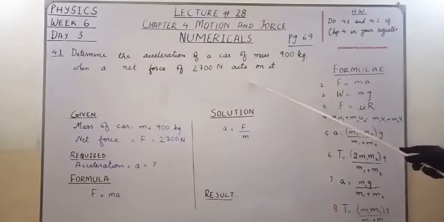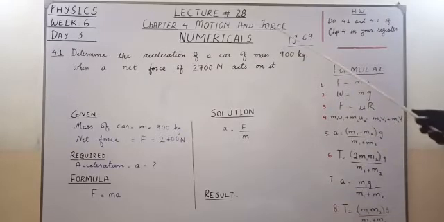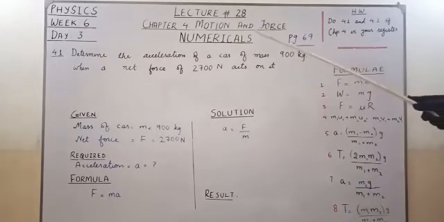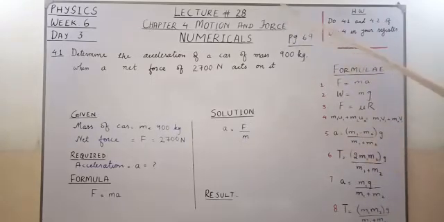Before starting the question, we must review all the formulae that we have done in chapter number 4, and I also advise you to write down all these formulae on the title page which you make for chapter number 4 numericals, so that it will be easy for you to understand what new formulae you have learned in this chapter.